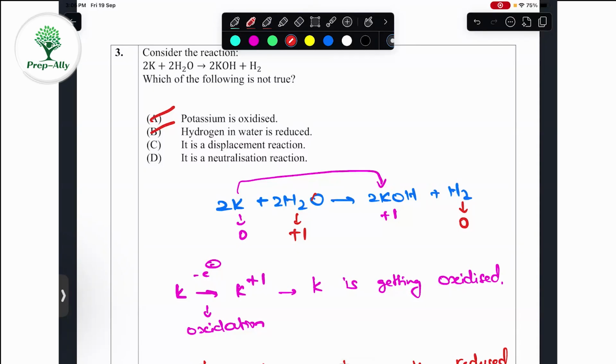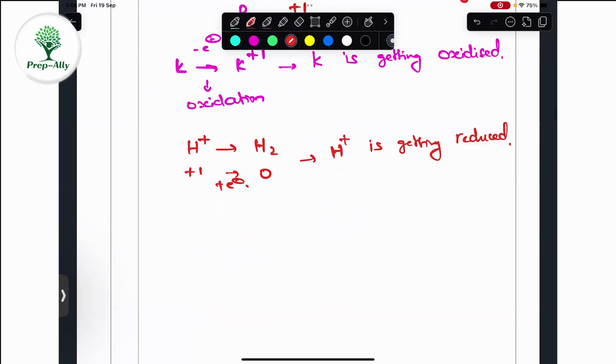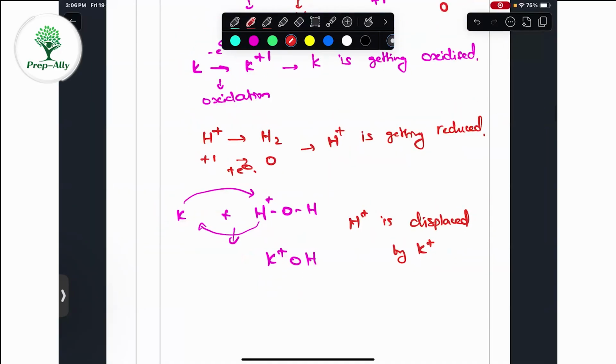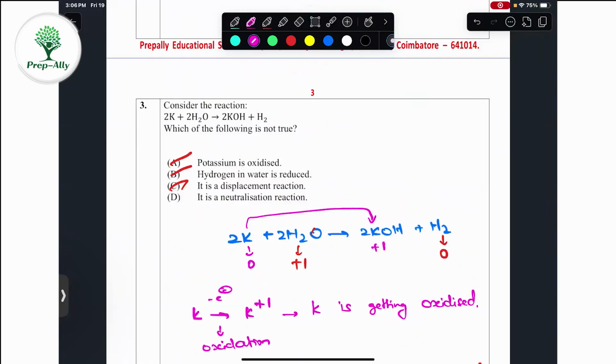It is a displacement reaction. Yeah, it is a displacement reaction. How can I define a displacement reaction? Here, what is happening? This is water. This is K. What is happening in between them? This hydrogen was replaced by this K, right? So I can say H plus is displaced by K plus. So this is also a correct one.